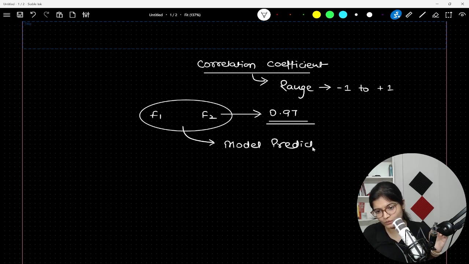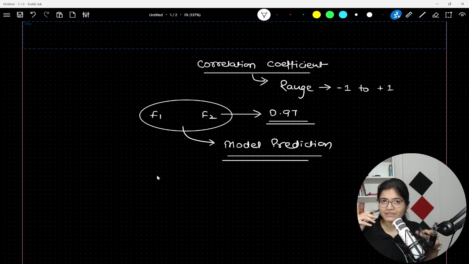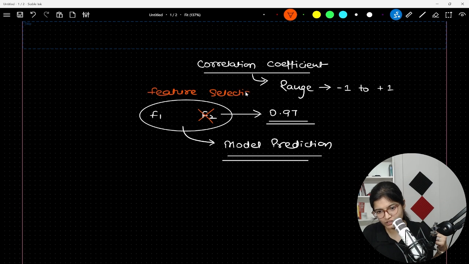So the question is, why will we take both of the features? That's the biggest question. At that point of time, we can remove any one of the features, and that's why it is also a part of a feature selection technique, because the higher the number of features we have, which we also call dimensions, the more time it will take my model to train.